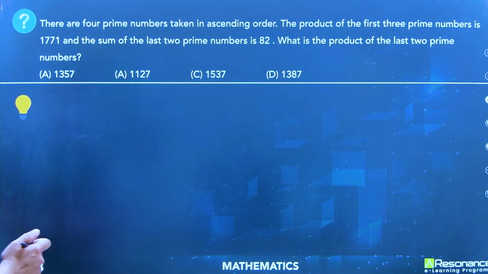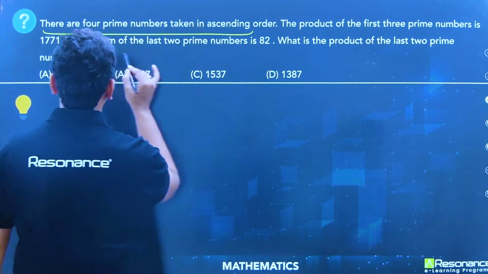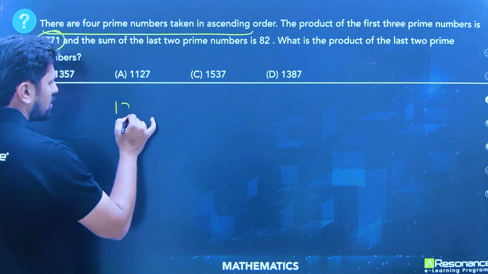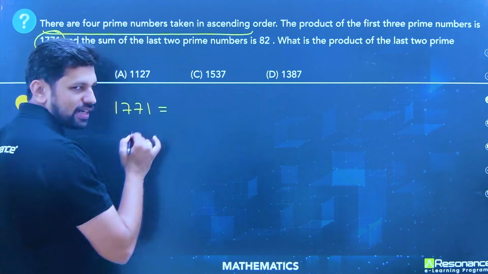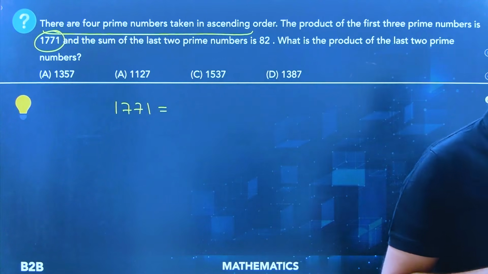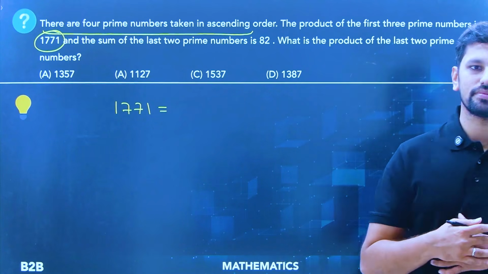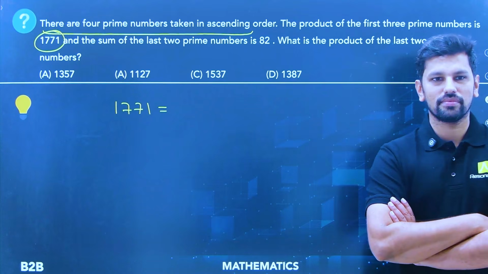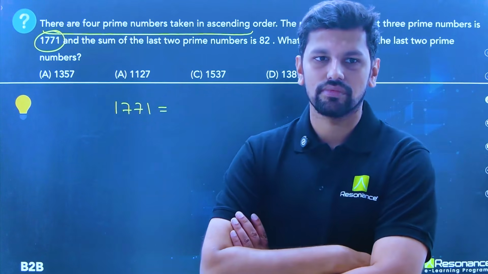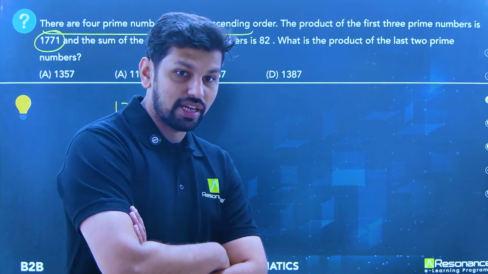Okay, so four prime numbers taken in ascending order, and their product is 1771. So what will be their prime factorization? Can anybody tell what will be the prime factorization of 1771? 7, 11, 13. 7, 11, 23.